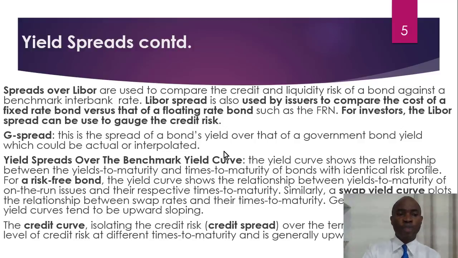There's also G spread. Now, the G spread is the government spread. It's the spread of a bond's yield over that of a government bond yield. It could be actual or interpolated spread.